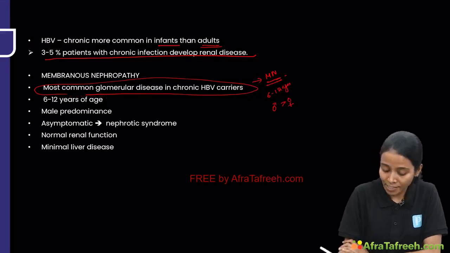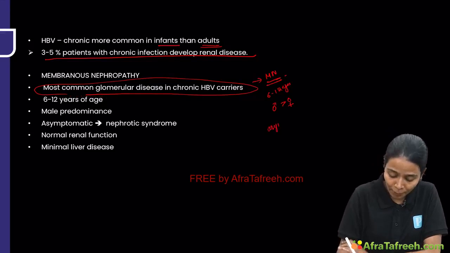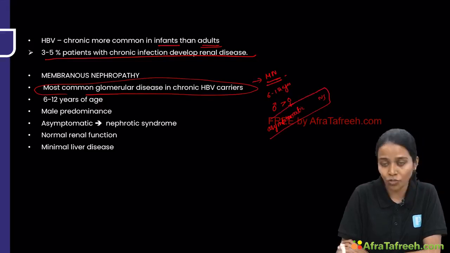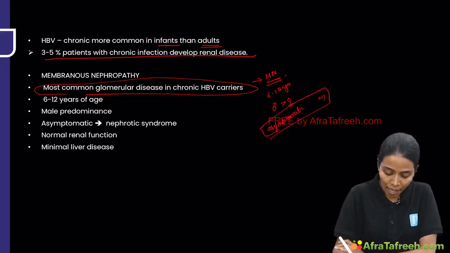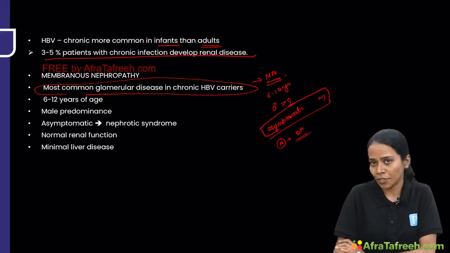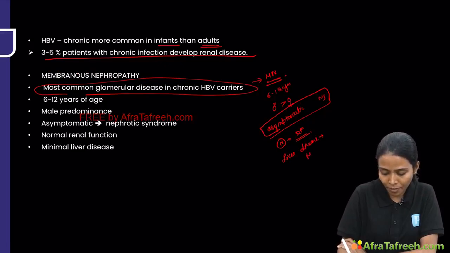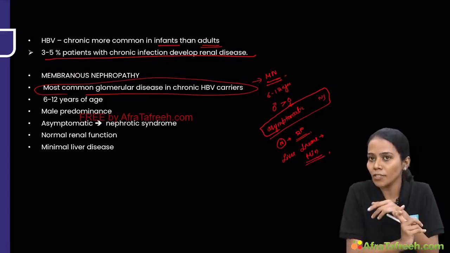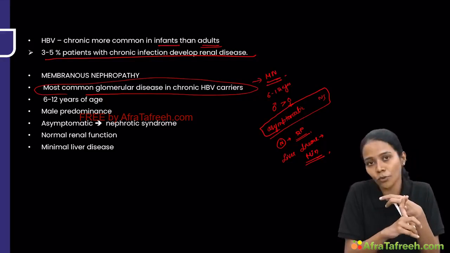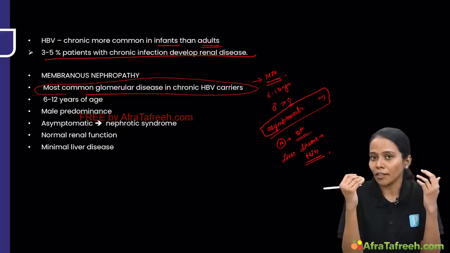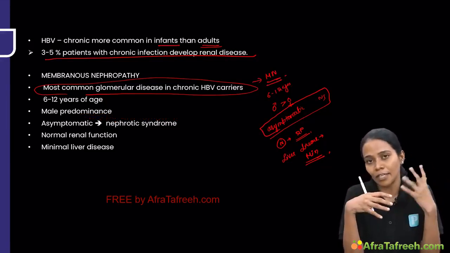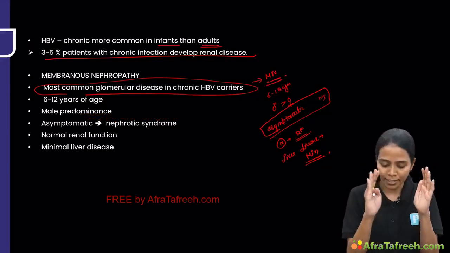But the wonder of this is that it is generally going to be asymptomatic. Some patients can have nephrotic syndrome also, so it forms a spectrum. Generally it's going to be asymptomatic, and there's going to be normal renal function in these patients. HBsAg associated liver disease is also going to be minimal. The renal function is going to be normal. This is the peculiarity, that they can be asymptomatic also. So it's a very mild disease.